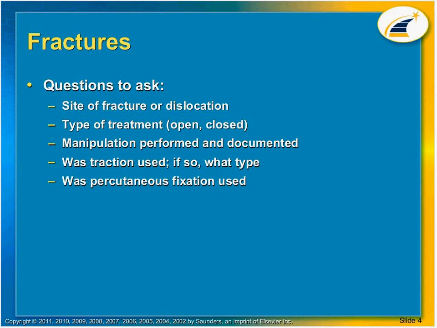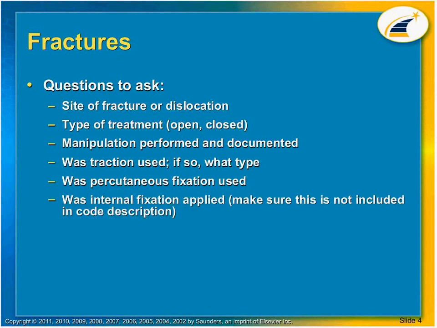And the traction, if you don't know what that is, is an additional device that is used to help keep the bone or the repair at a steady angle. And then again, was percutaneous fixation used? Percutaneous is used with pins and needles that are inserted into the bones or joints to keep the fracture that is being repaired closed or placed back together.